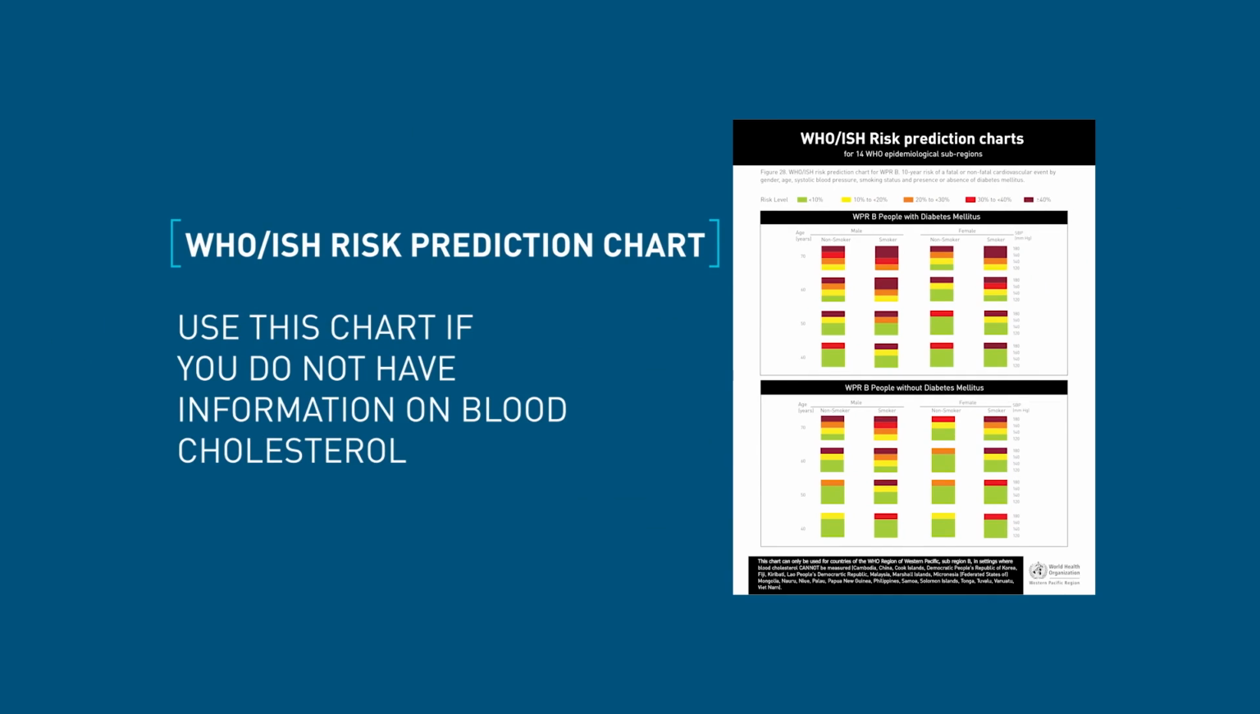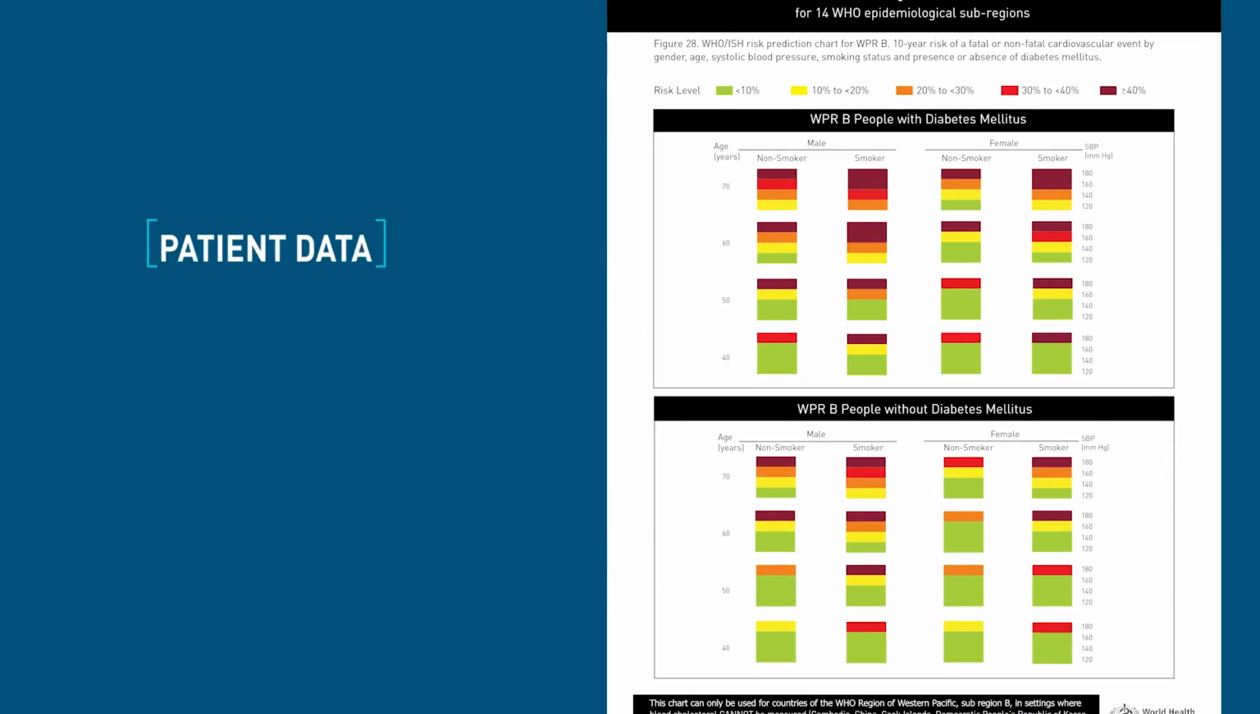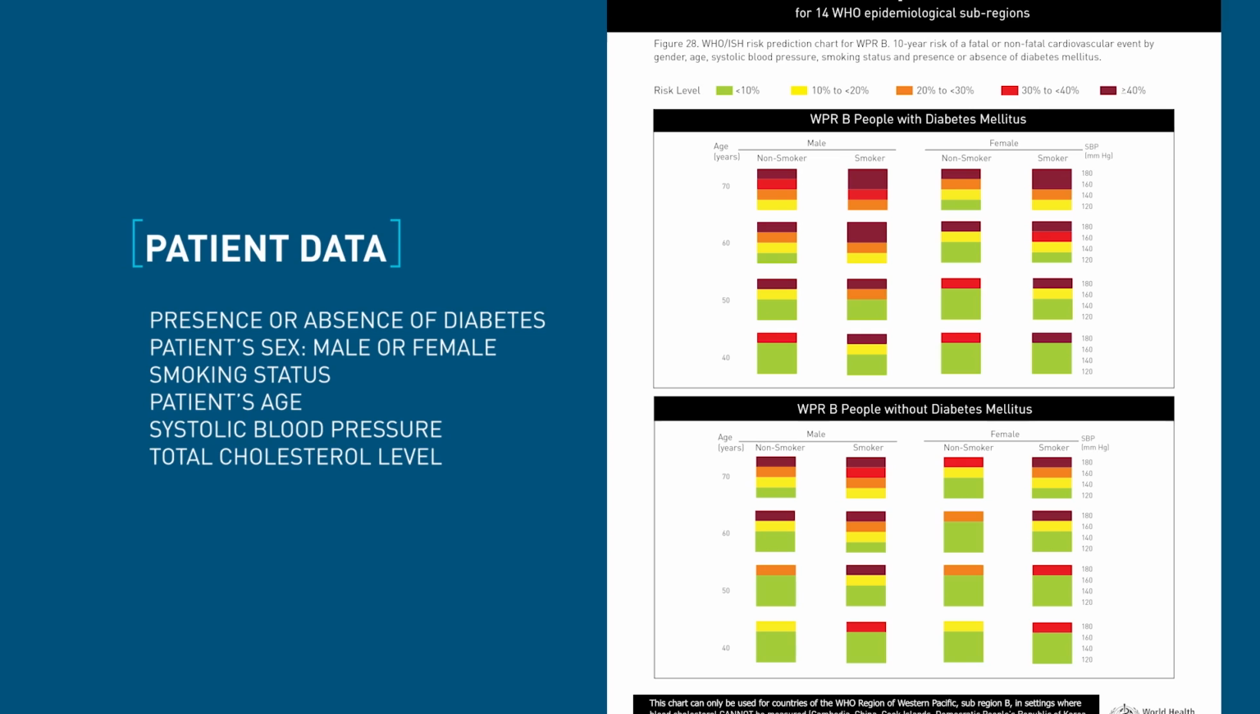This is the chart used when blood cholesterol cannot be measured. These charts are less accurate than those with cholesterol, but still provide an option for treating a patient based on his risk of developing a heart attack or stroke. To use this chart, you have to follow the same steps as for the previous chart, except that in the last step, you will only look for the cell with the individual's level of systolic blood pressure.